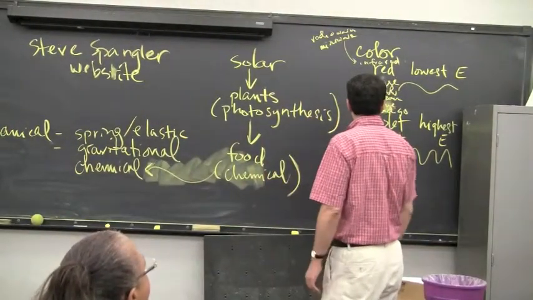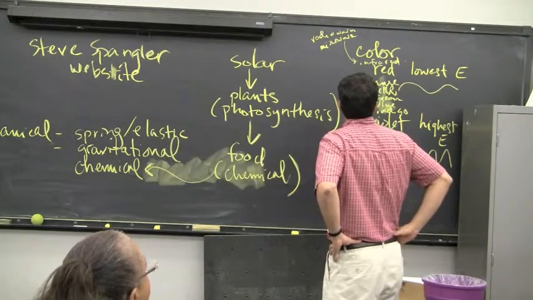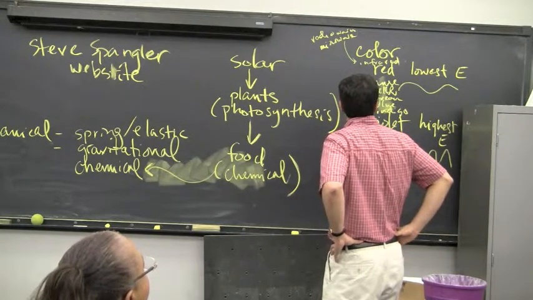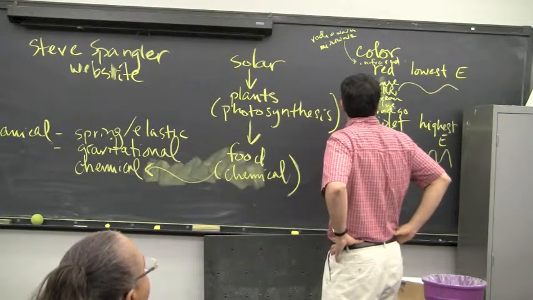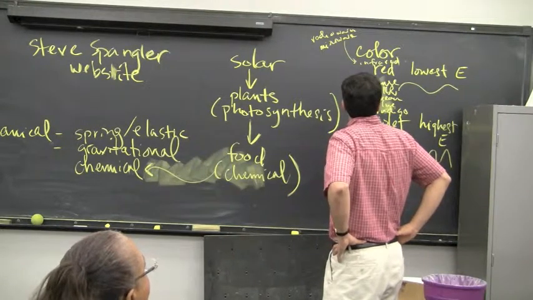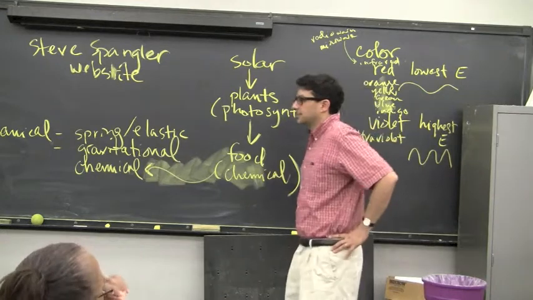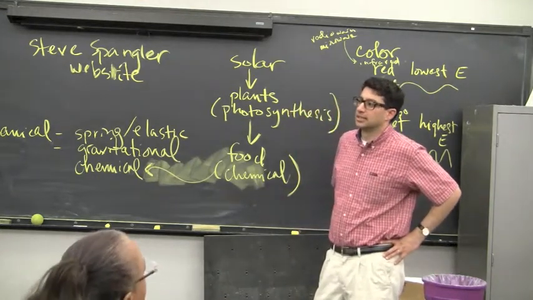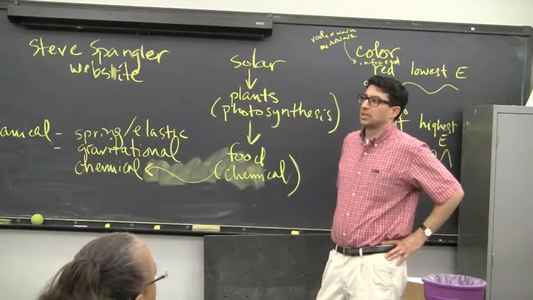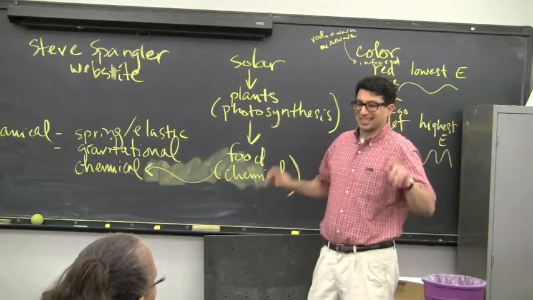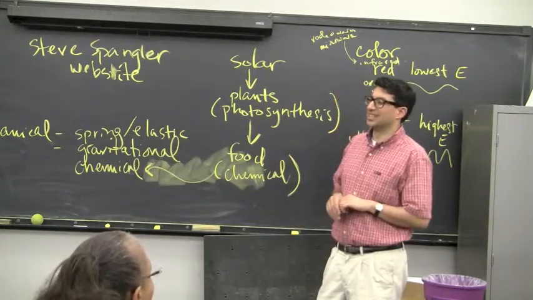The upshot of all of that is that different types of electromagnetic radiation, which we normally think of as light, have different amounts of energy. So that kind of completes the energy lecture, if you will.